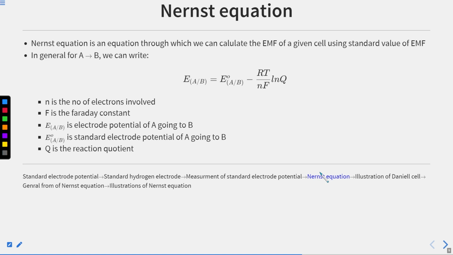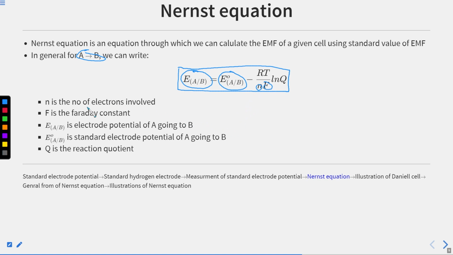Now here also I am using a general approach. I am saying that we are going from A to B. Then we will write that the EMF of the cell, E of A going to B, is equal to E naught of A going to B, that is the standard electrode potential for A going to B, minus RT by nF ln Q. So this is our general formula. You can apply it anywhere you want. And we will also see how we can apply it on the Daniell cell and all of the coming electrodes. Now the thing to notice here is what these n, F and all are.